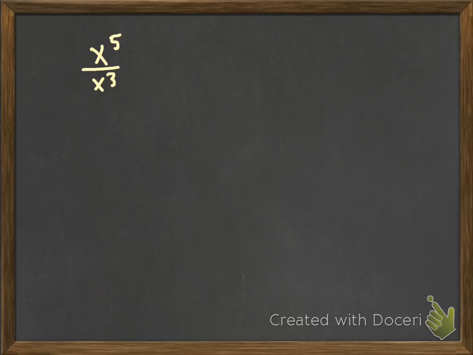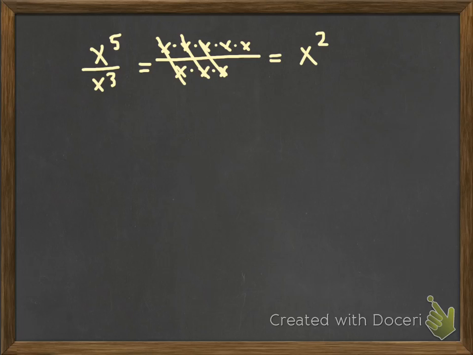Okay, now we're going to be dividing with exponents. x to the 5th divided by x to the 3rd. If we write that out, that's x times x times x times x times x divided by x times x times x. Okay, this divides to 1, 1, 1, and we get left with x to the 2nd power. So the shortcut way is to subtract 5 minus 3, and that's how we get the 2.